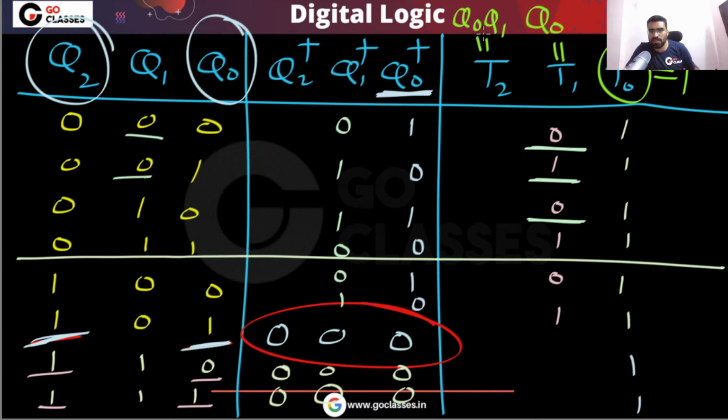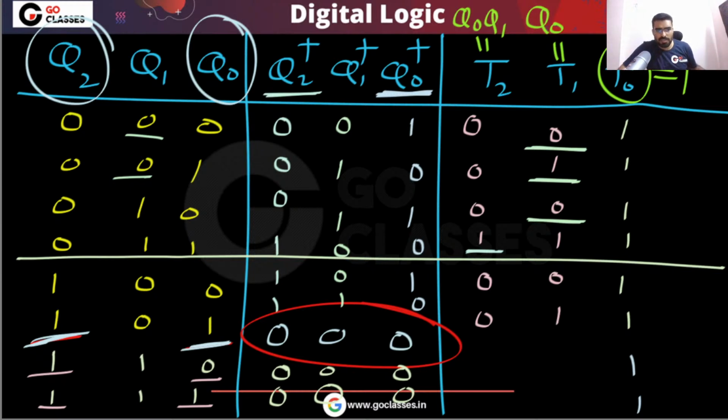Next, what is this T2? T2 is Q2, Q0, Q1. So your T2 is actually this. You can notice here, only in this situation will the next state complement. In all the other situations, the next state will be like this.